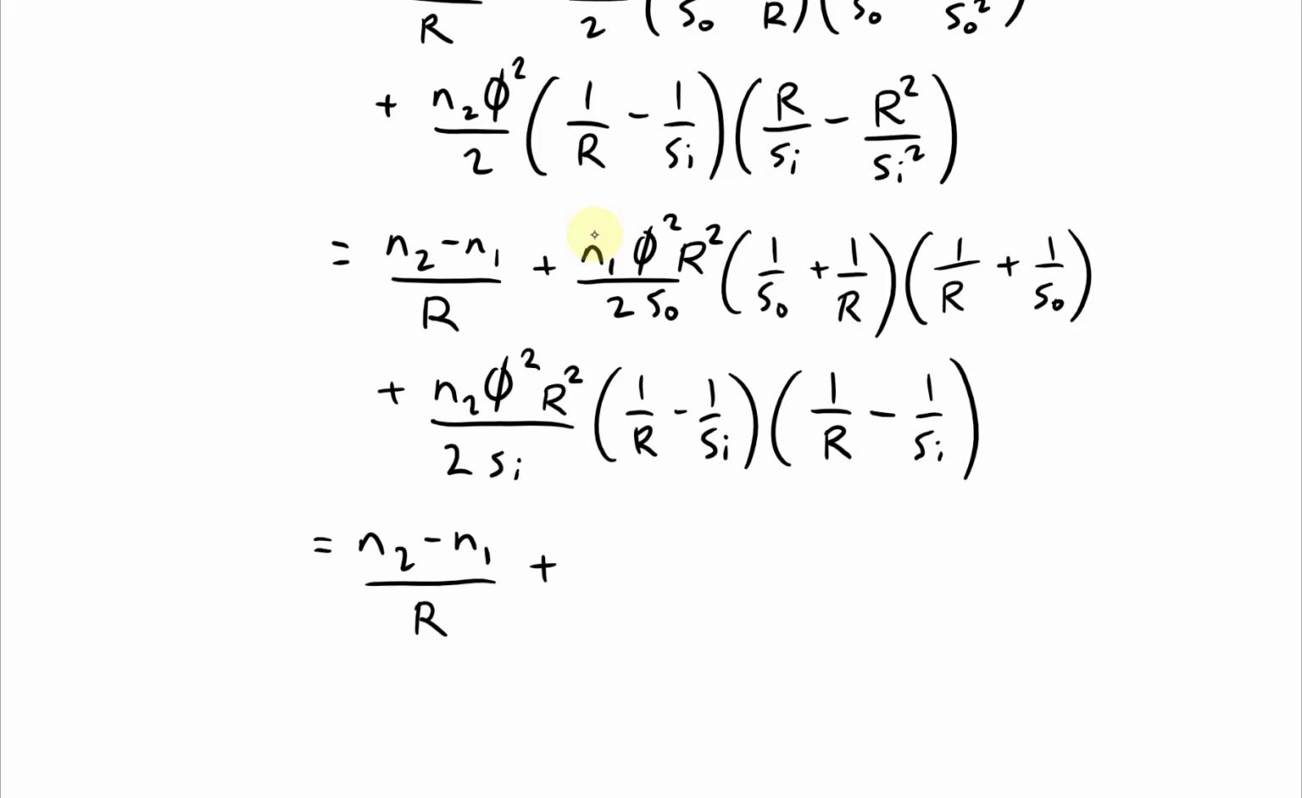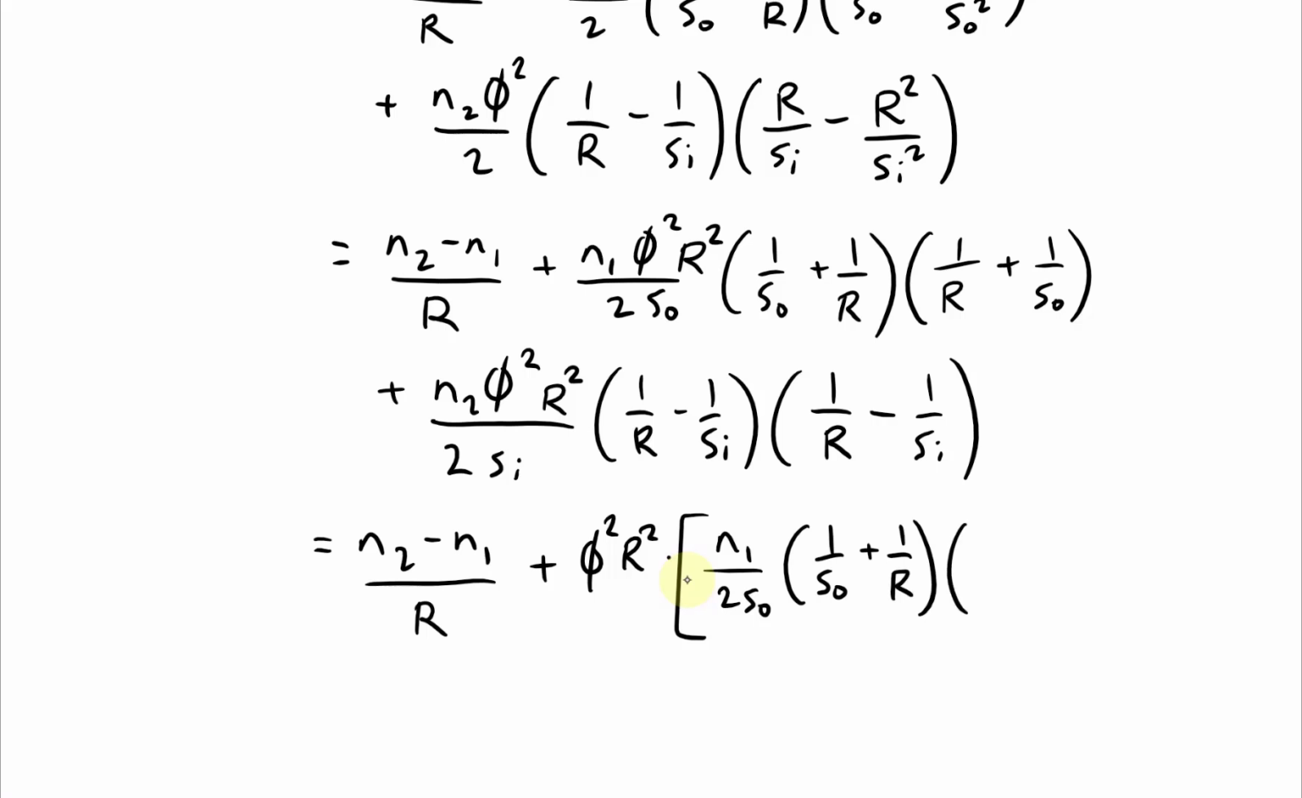This is going to be plus, and then we're going to have phi squared r squared. And now we're going to multiply this by a close bracket, and then we're going to have an n1 over 2so. I just left a 2 there just because the equation left it in. So this is going to be now 1 over s naught plus 1 over r. And then this is going to be, actually, we just realized these are the same thing. 1 over r minus 1 over si is the same as 1 over r minus 1 over si. And here 1 over s naught plus 1 over r. And then 1 over r plus 1 over s. Oh, that's just squared. So just square that.